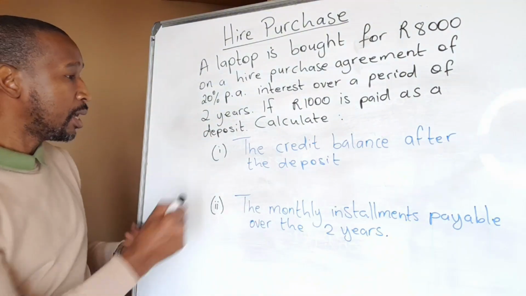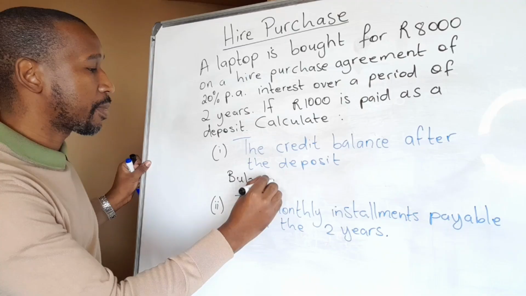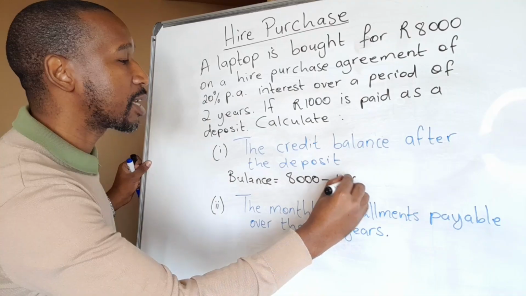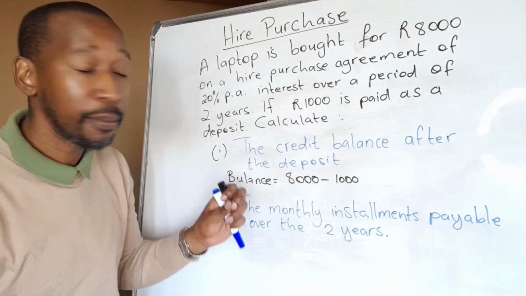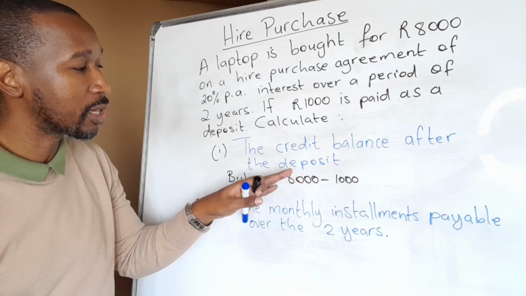Rather, the balance would be the 8,000 Rand minus the deposit that has been paid. Sometimes you need to calculate it yourself as a percentage of the cost price, but the idea would be this one, that you subtract the deposit from the original amount.